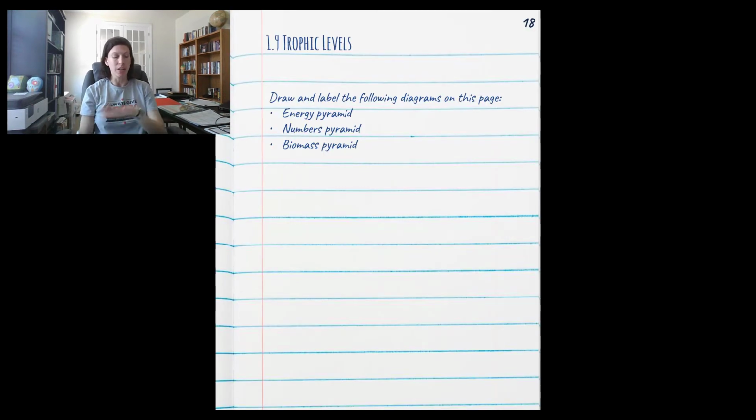Okay, so moving on to page 18, so just go right to the left there. What we're going to do is draw and label the following diagrams on this page: energy pyramid, numbers pyramid, biomass pyramid. So make sure you have your different color pens or pencils at this time for us to draw our diagrams.